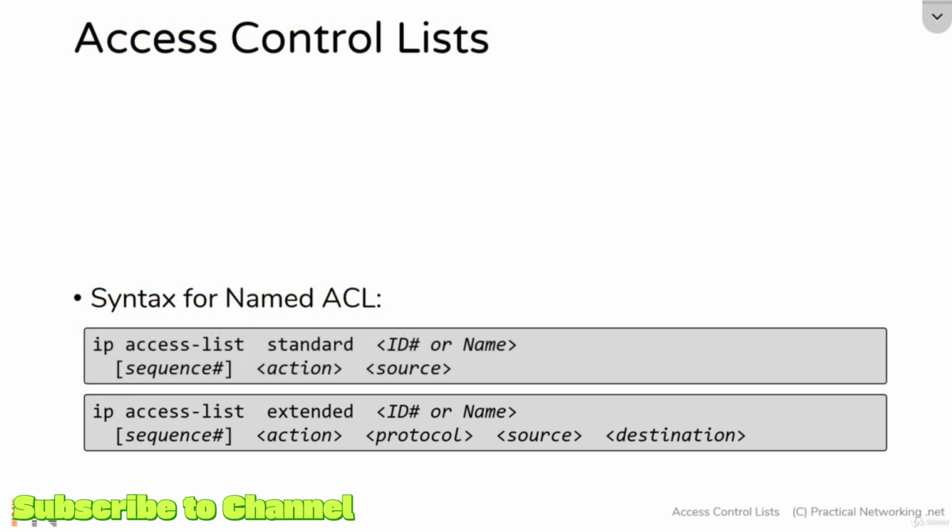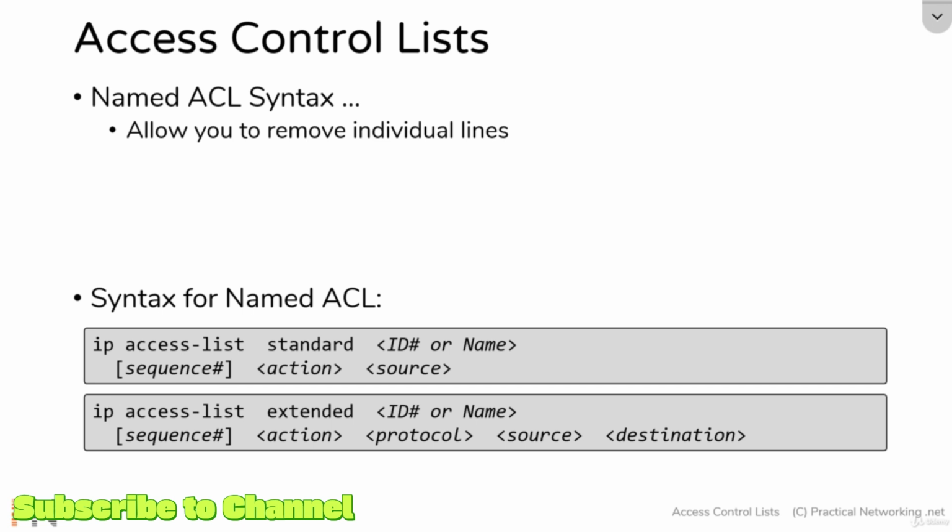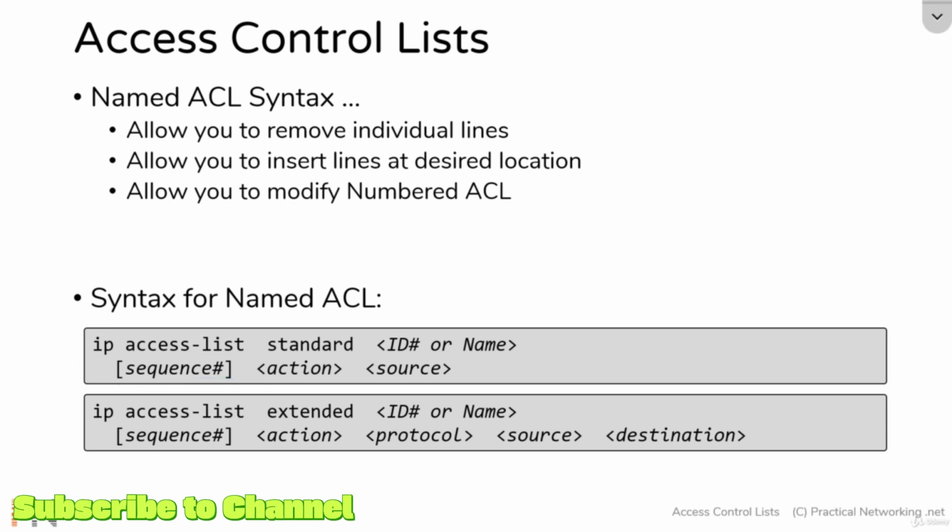So we spent some time giving you a demonstration of named access list syntax and showing you some of the cool new features that named access lists provide over numbered access lists. Some of those features included that named ACLs allow you to remove individual lines. Named ACLs allow you to insert lines at the desired location using that sequence number. Named ACLs allow you to modify numbered access lists as long as you modify them with named sequence. And finally, named ACLs allow you to resequence the numbers as you please.